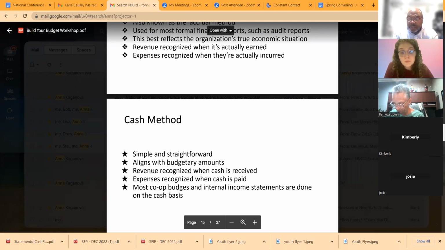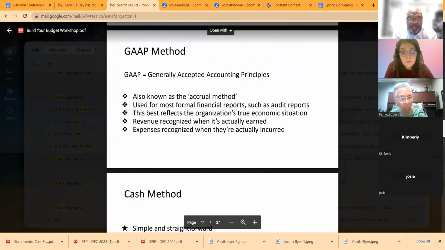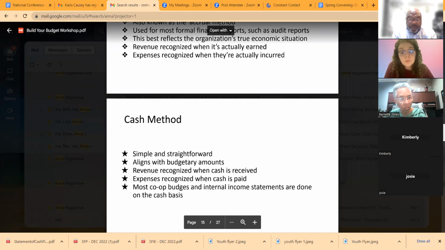So that's the big difference between the GAAP and the cash method: in GAAP, revenue is recognized when it's actually earned, and in the cash method, revenue is recognized when cash is received. If it's received, it's the cash method. If it's earned and it stays on the books, it's the GAAP method. In the GAAP method, you don't have to pay it out. You may want to carry it out for 3 months or 2 months or 60 days. But in the cash method, the cash is immediately paid out and received. That's the difference in these two methods.